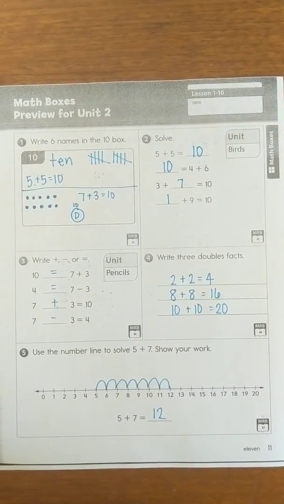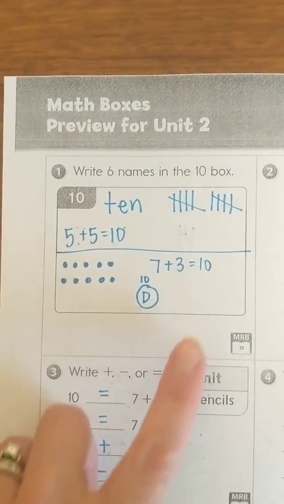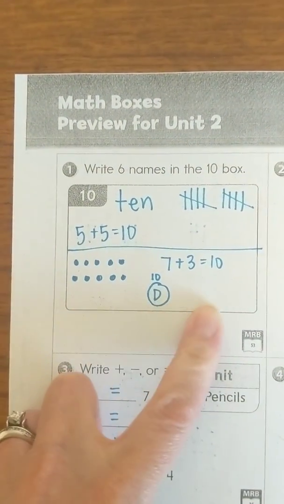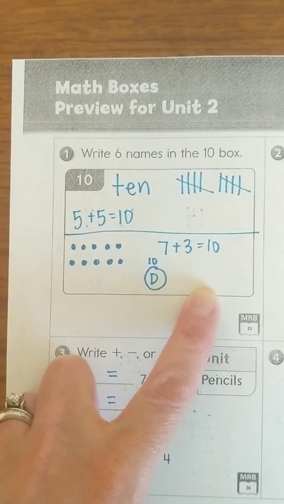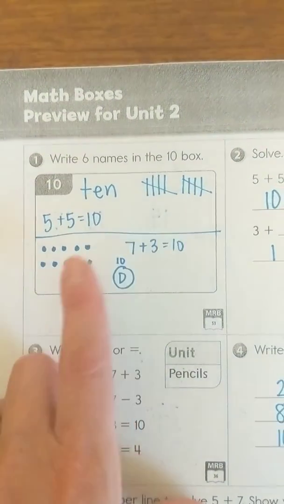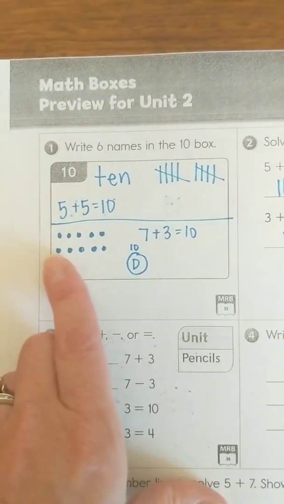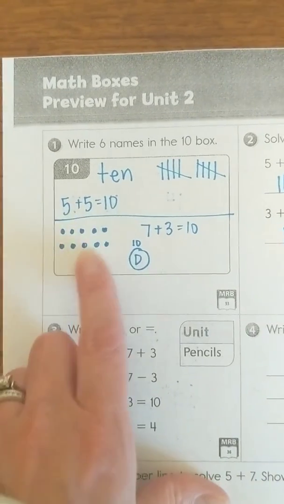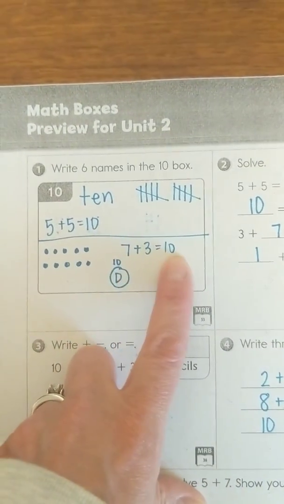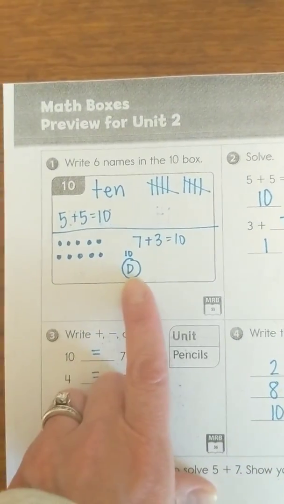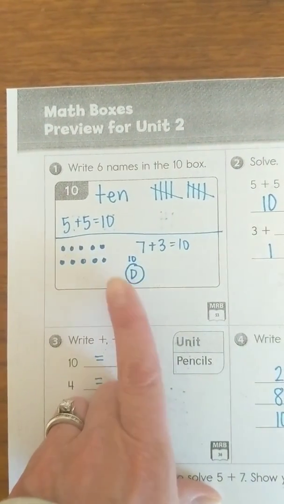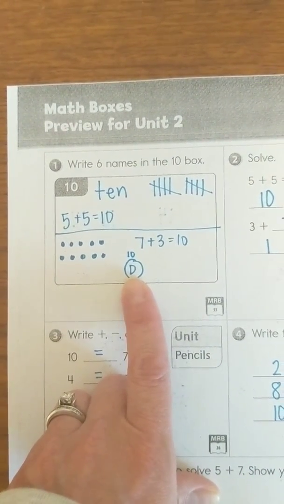Okay, boys and girls, let's go over these answers. Just like on the last page, you might have different answers than I do, okay? So these were the 3 we did together. Now for another 10, I did a 10 frame with dots. I did another math fact, 7 plus 3 equals 10, and then I also thought, a dime is worth 10, so you can show it in coins as well.